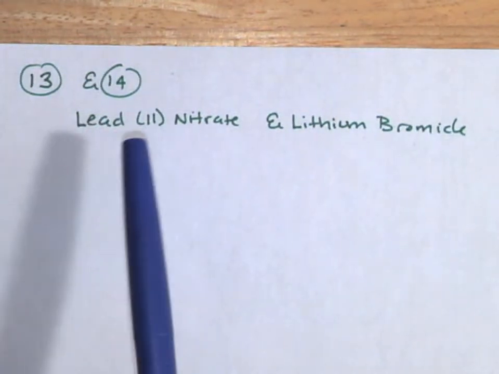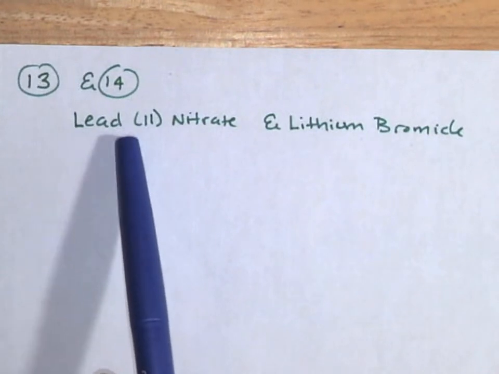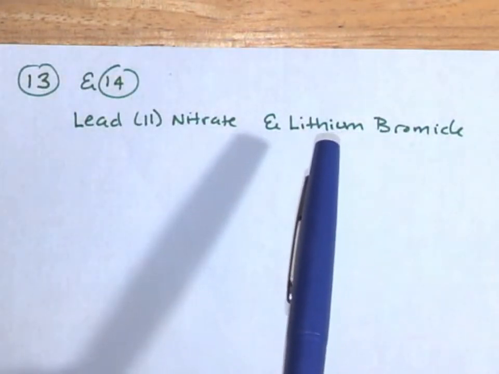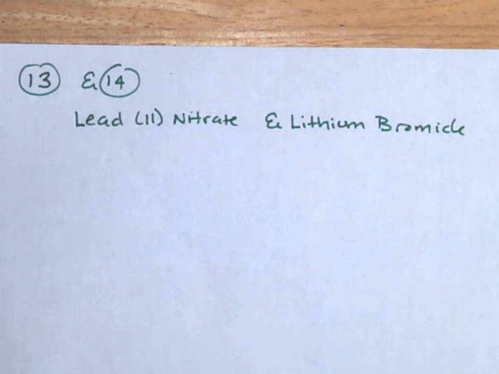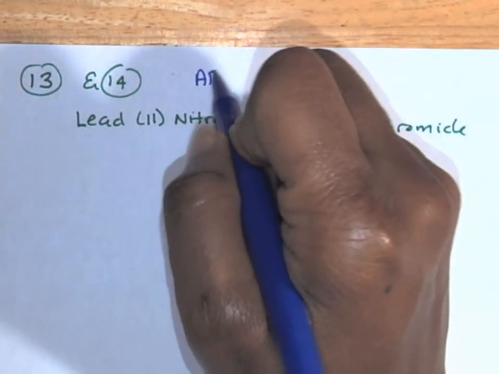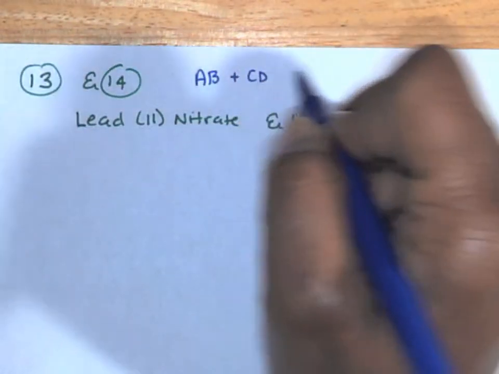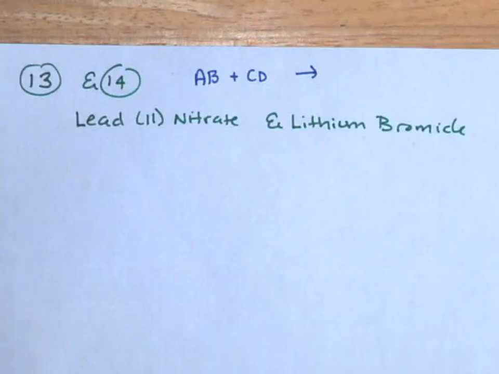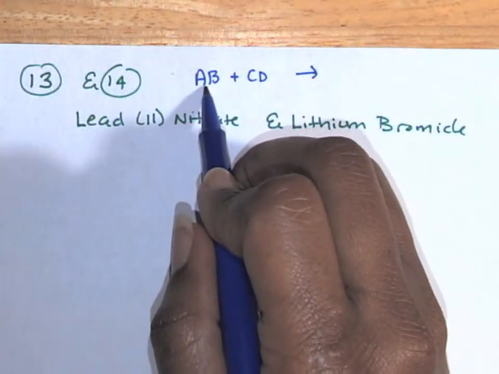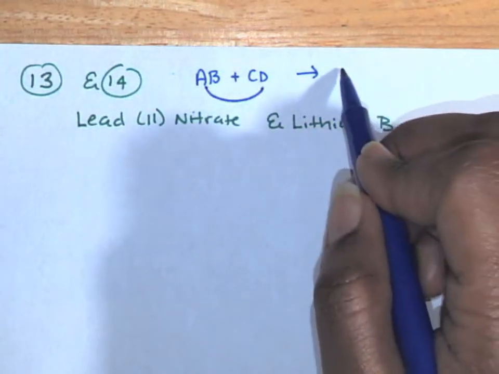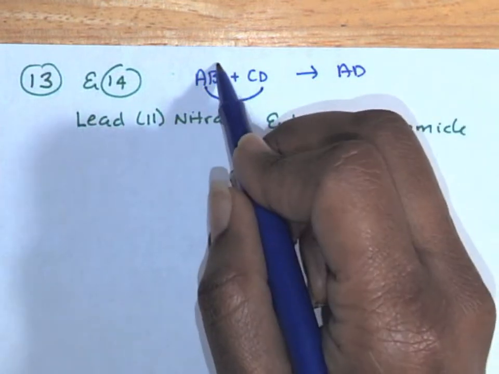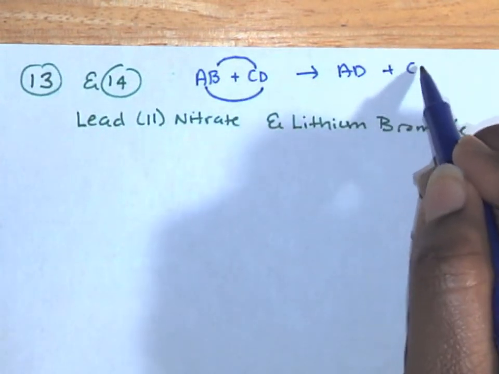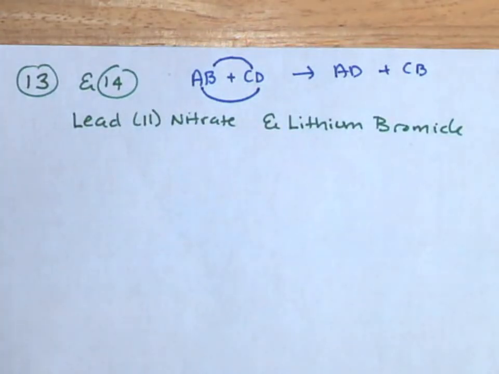So we're mixing two ionic compounds, lead nitrate and lithium bromide, and we know that if we do that, we're going to get a double displacement reaction. Remember, it follows this format. For double displacement, they change partners. First and last, that's AD, and then the inner ones, that would be CB. So that's what we're looking to do here.